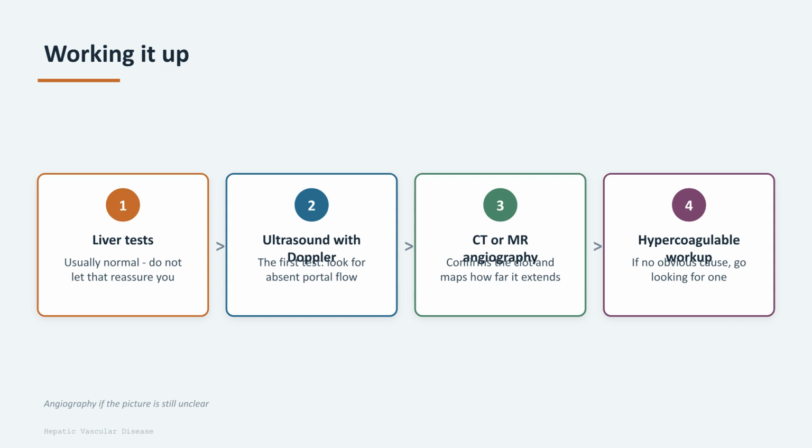Here is the sequence. First, the liver tests. They are usually normal. Do not let that reassure you. A normal panel does not exclude this diagnosis. Second, ultrasound with Doppler. That is the first test, and it is usually enough to raise the flag. Absent flow in the portal vein. Third, confirm and map the clot with contrast-enhanced computed tomography or magnetic resonance angiography. How far does it extend? Angiography if the picture is still unclear. And fourth, if there is no obvious cause, send a hypercoagulable workup.